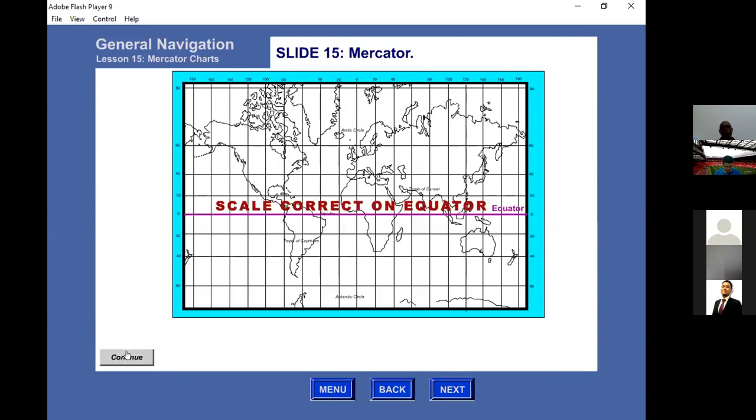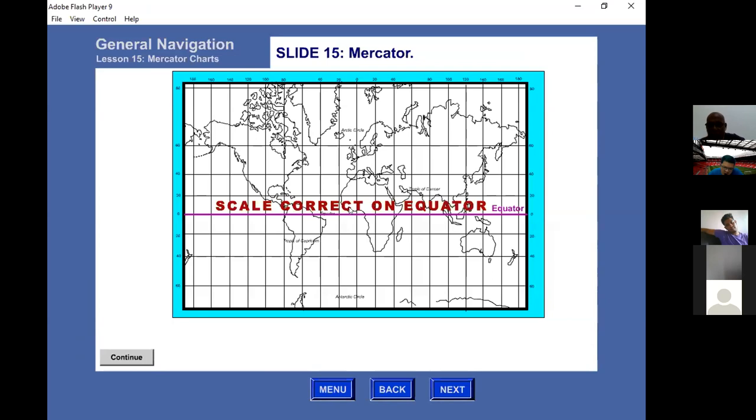Let's talk about scale. The scale will be correct at the equator. Why? Why do you think it will be correct at the equator? Cylindrical projection. Why? Because? Surin, why? Is Surin there? Yeah, I'm here. That is good. Surin? Yes, yes.